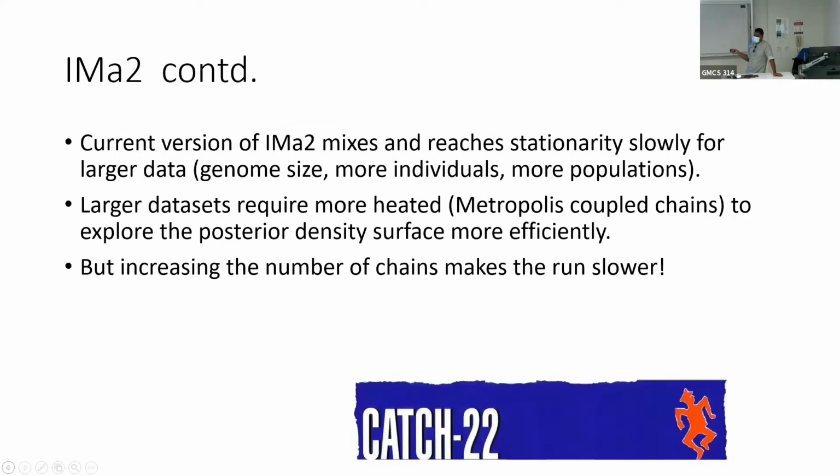But the problem with any kind of MCMC method, for folks that are familiar with it, is that it's slow to converge depending on the size of the data set. Larger data sets also require more time as well as more chains to be able to explore the total posterior density distribution of the parameters. So it makes it really slow.